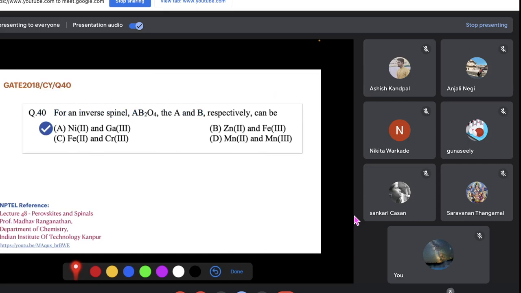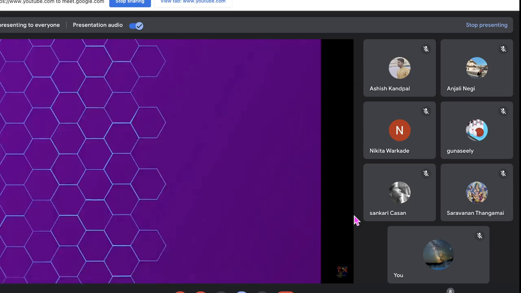The given question has asked us about the inverse spinel among the given options. So we find that option A is the correct one for the inverse spinel. And for this particular topic, I highly recommend you go through lecture number 48, perovskite and spinels, by Professor Madhav Ranganathan, Department of Chemistry, IIT Kanpur. I have also attached the link below. Thank you.